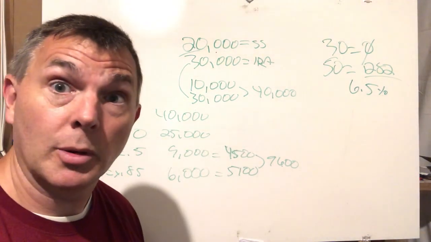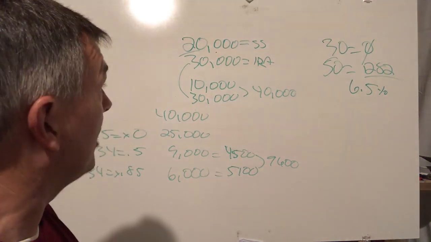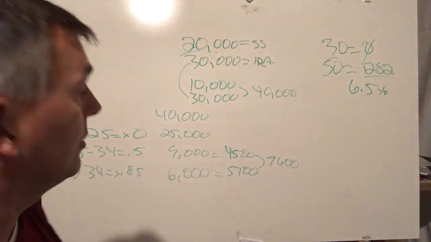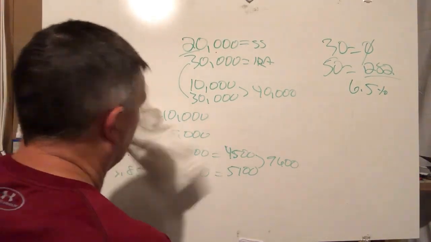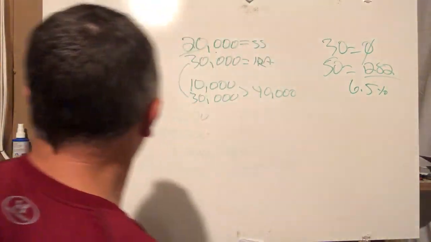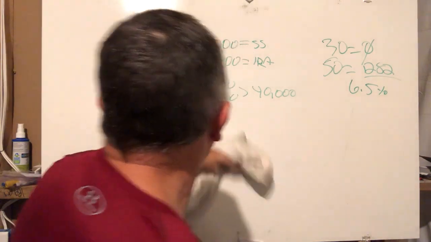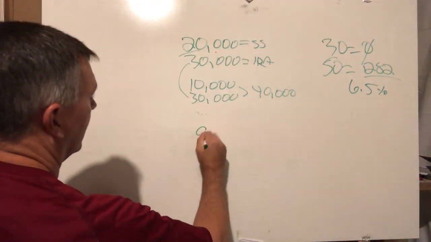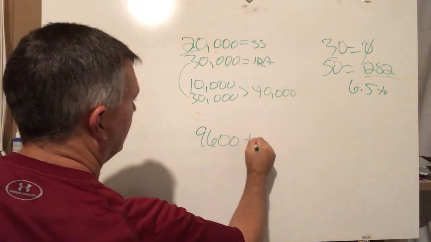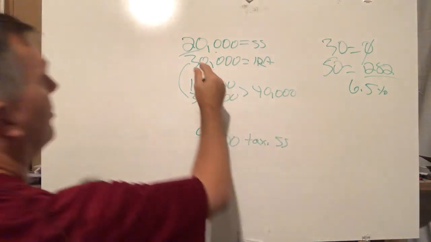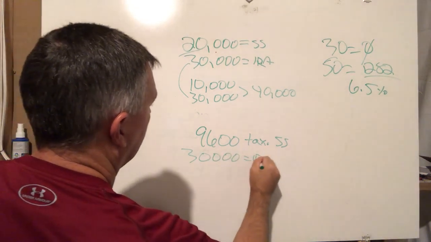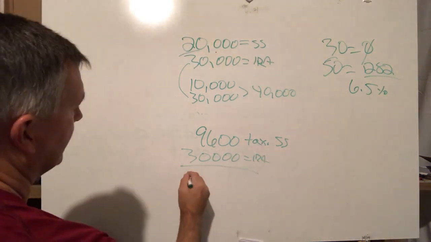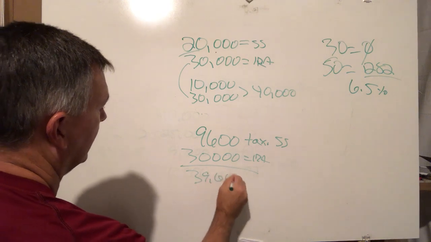So in this case, of her Social Security, almost half of it is subject to tax. That's a big deal. Before, not that much was, but now $9,600. That's her taxable Social Security. Let's get our trusty eraser here. This dirty T-shirt. $9,600 is her taxable Social Security. $9,600 taxable SS plus $30,000 IRA. So our AGI in this case is $39,600.